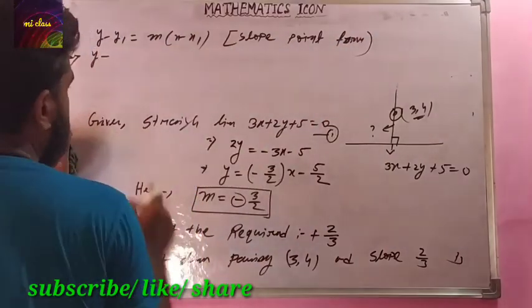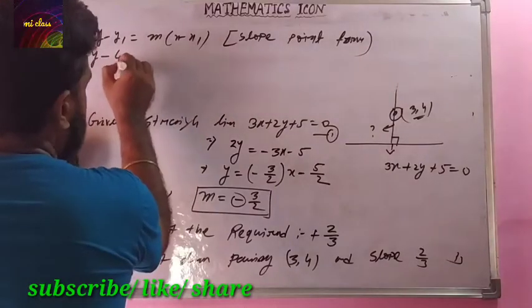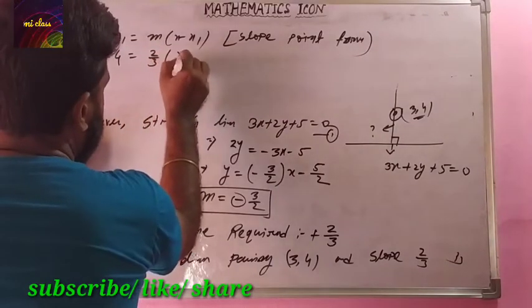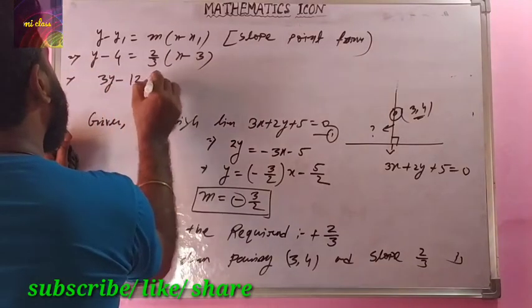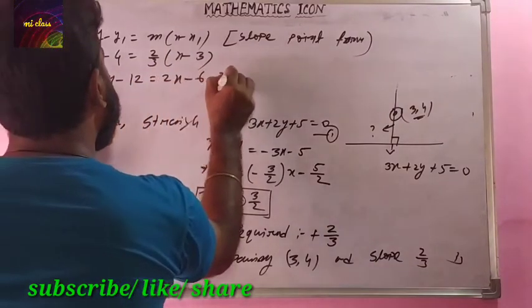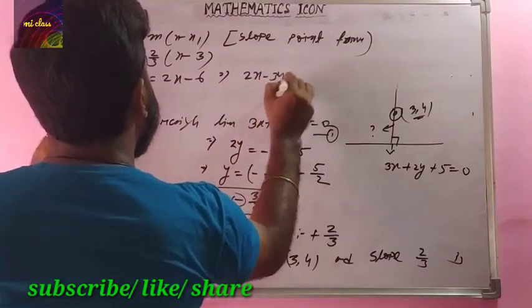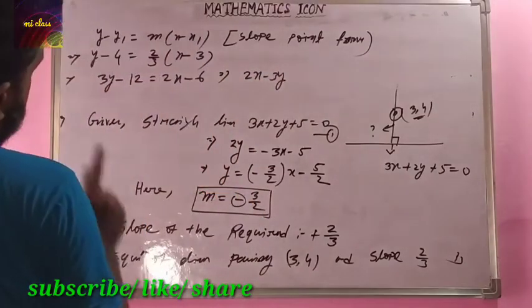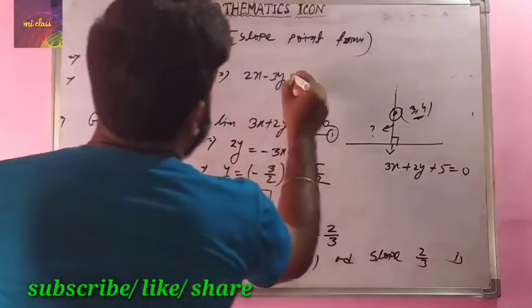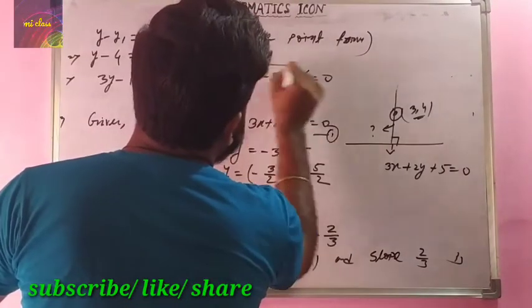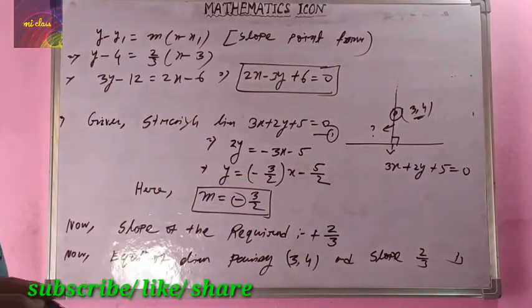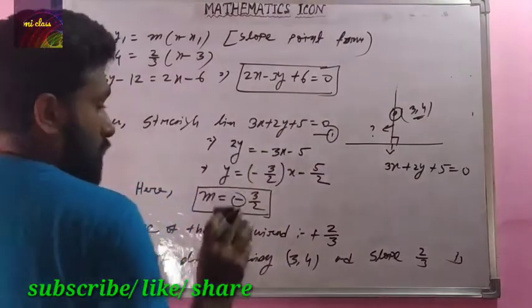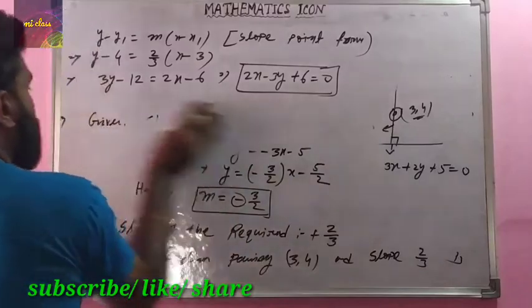So y minus y1 means 4, m means 2 by 3, and x minus x1 means this one. So that means 3y minus 12 equals twice x minus 6. That means 2x minus 3y plus 6 equals 0. So this is the direct equation of the straight line. Okay, now next question.